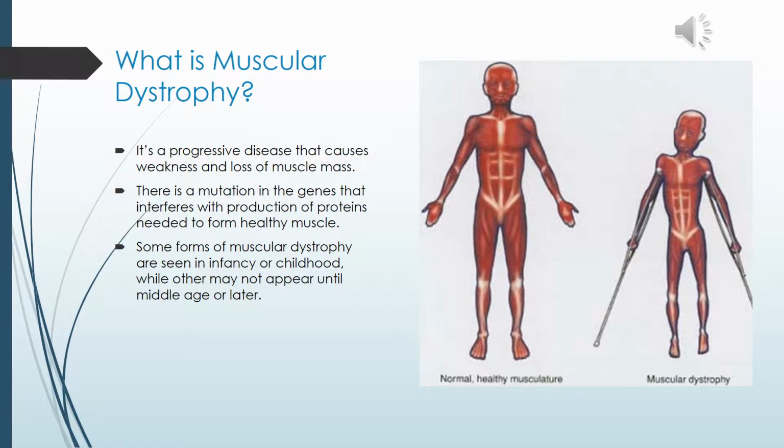What causes muscular dystrophy is a mutation in the genes that interferes with production of proteins needed to form healthy muscle. So while some forms of muscular dystrophy are seen in early childhood, others may not appear until middle age or later.